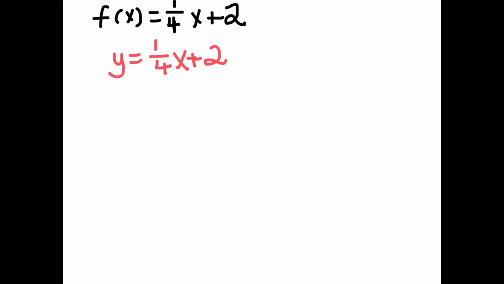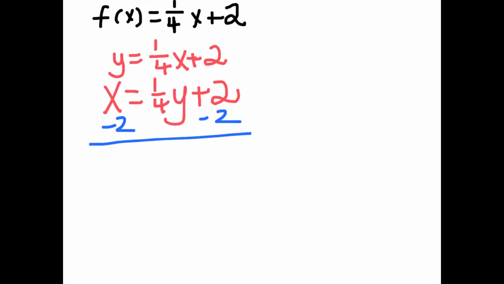Now, just like on the graph, we want the y and the x to swap places. So that means we have x equals 1/4 y plus 2. So you can see how they just switch places. Next, what you want to do is solve for y, just using algebra. So we can subtract 2 from both sides, and that gives us x minus 2 equals 1/4 y.